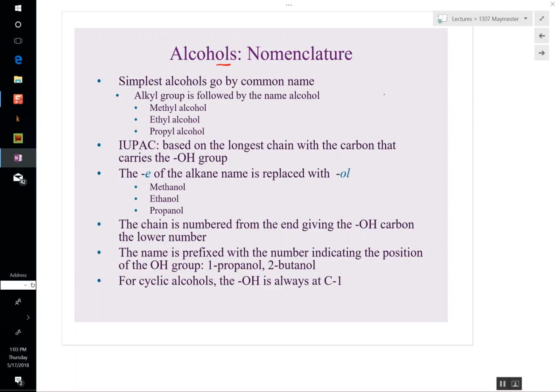All right, so we're going to attach that OL on the end, and it's going to be cluing us in that we're now talking about not an alkane or an alkene, it's an alcohol. And then, so methanol, ethanol, propanol, we should start using numbers to show where that OH group is.